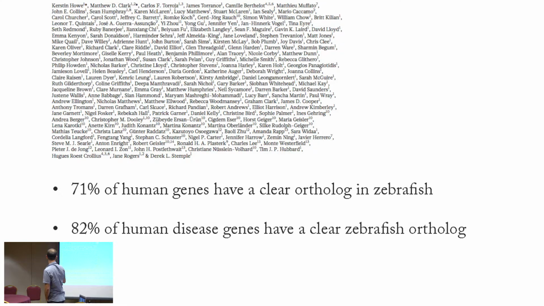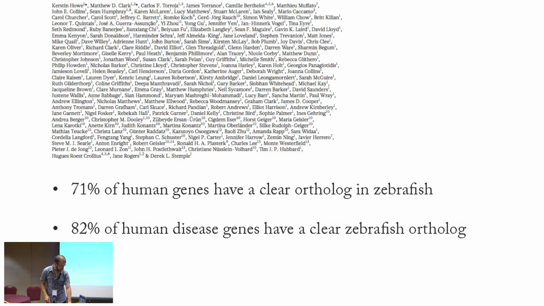And then the zebrafish genome was very extensively sequenced and annotated recently. These are conservative estimates, but 71% of all human genes have a clear homolog, a nearly identical copy in zebrafish. And if you look at human disease genes, this number goes up. 82% of all human disease genes have a clear similar gene in zebrafish.